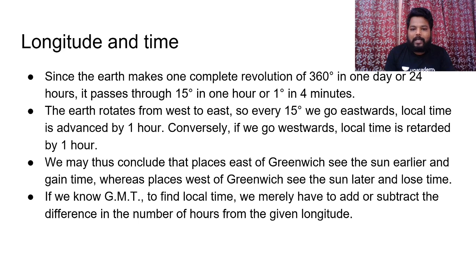Clear? As I have said, the Earth makes one complete revolution of 360° in one day, 24 hours, so it passes through 15° in 1 hour, or 1° in 4 minutes. Please do remember this simplification. It would be very simple for you to understand. On the basis of the Greenwich meridian longitude, we calculate the time. The entire world calculates its time on the basis of the Greenwich meridian. When the sun is exactly perpendicular to the Greenwich meridian, it is 12 noon for it. In the same way, when the sun is perpendicular to any other longitude, it is 12 noon for them.